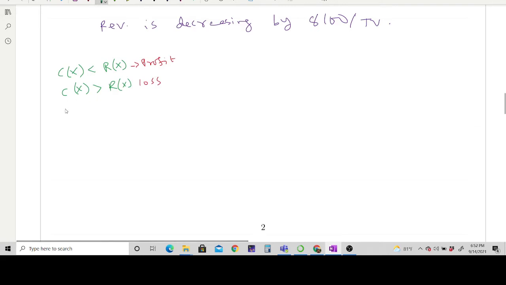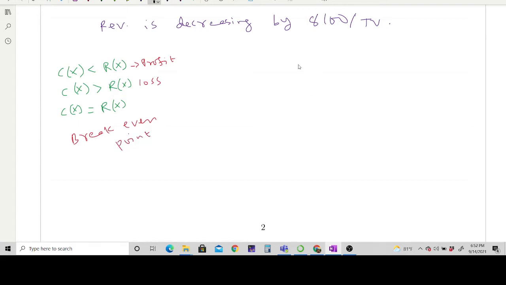How about when C of x equals R of x? This means there is no profit, no loss. These points are called break-even points.